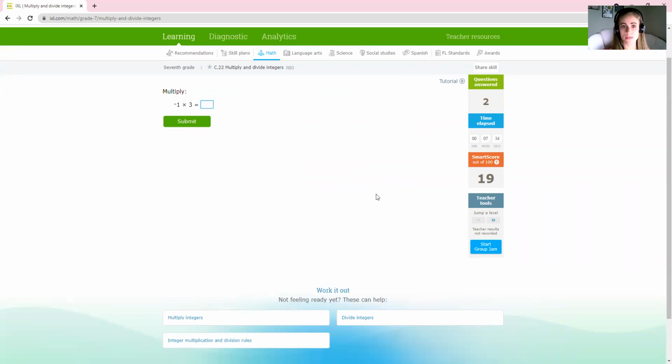Negative 1 times 3. Look at those signs. Are they the same or different? Hopefully you said or you thought different, because looky, we have a negative 1 and then nothing in front of that 3, meaning it's a positive. If their signs are different, your answer will be negative. Now that you know that, do the multiplication. 1 times 3 is 3. Our answer is a negative 3.